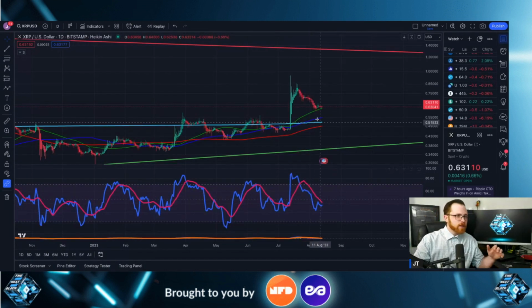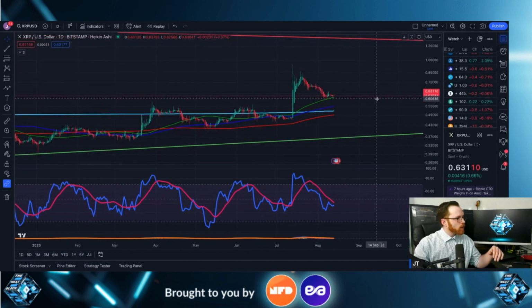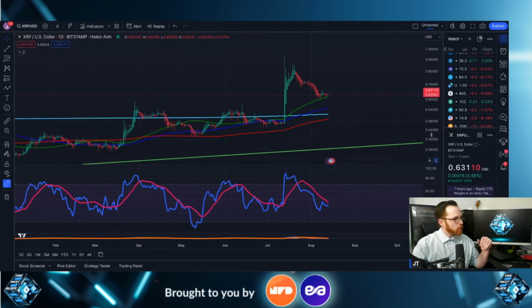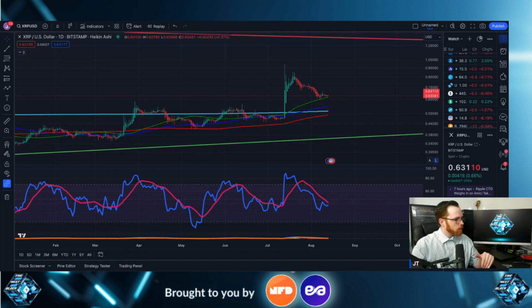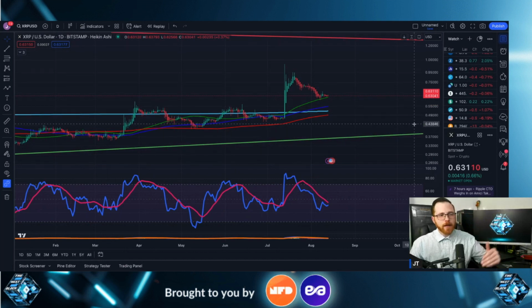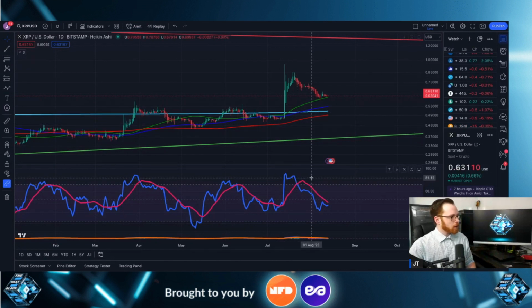Now, as I zoom into the daily on this, I see something really interesting in the RSI that might counteract something I just said by looking at the weekly. So I said I think XRP might come down to test some of those supports that I just mentioned. Totally could. I still think that's a large possibility.